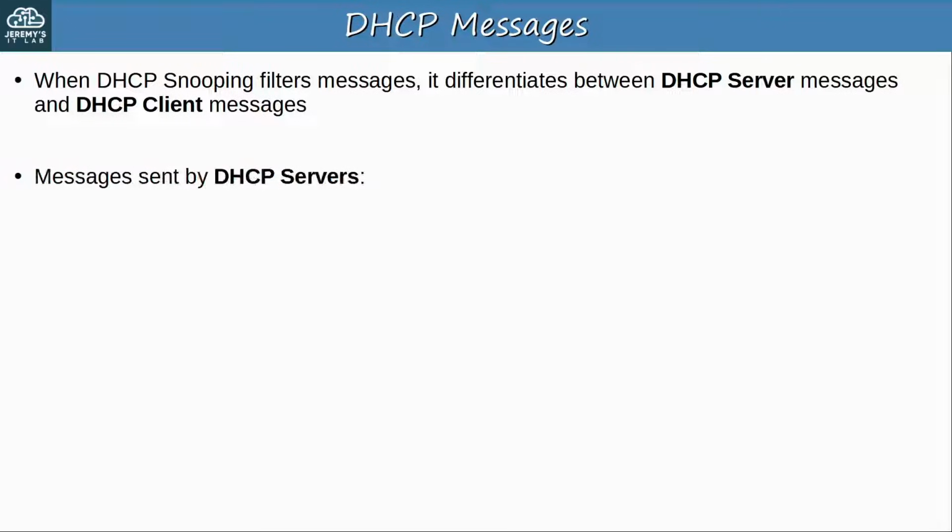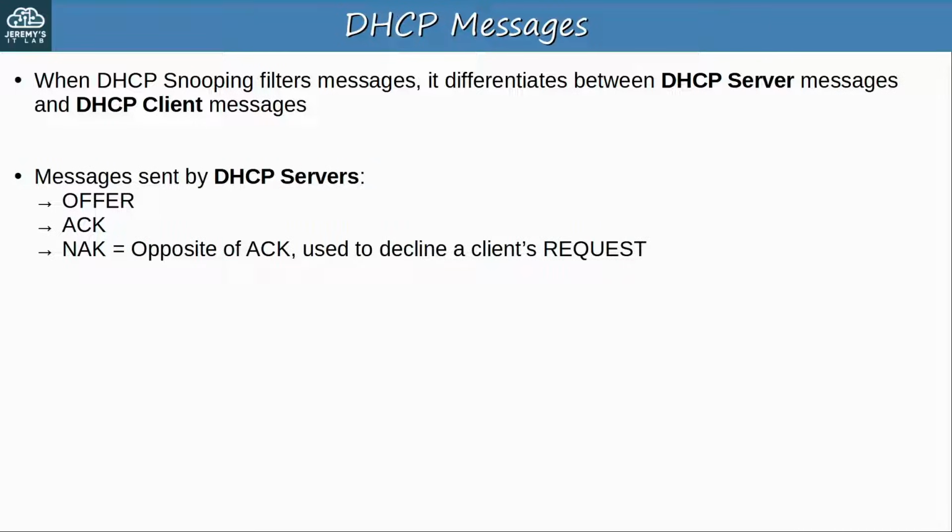So here are messages sent by DHCP servers. Offer and ACK you already know. They are used in the standard DHCP DORA exchange. NAC is a new one. It's the opposite of ACK and is used to decline a DHCP client's request message.